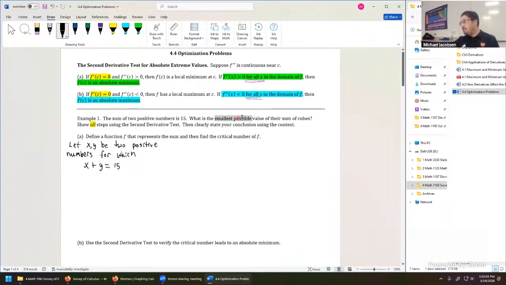What we're trying to do is find the smallest possible value, meaning we're going for an absolute minimum this time, of the sum of cubes. So we're cubing x, we're cubing y, adding them together, and we want to do the following. Minimize x cubed plus y cubed. So that's the thing we're trying to minimize altogether. So we have a constraint equation. x and y are only allowed to be positive, and they add up to 15, but we're minimizing this.